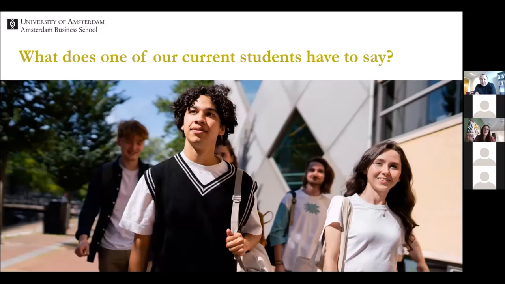So we have blocks at UvA where every block our subjects change. And instead of just doing maths and then maths again and then maths again, this course offers that flexibility and keeps things interesting in terms of your learning.